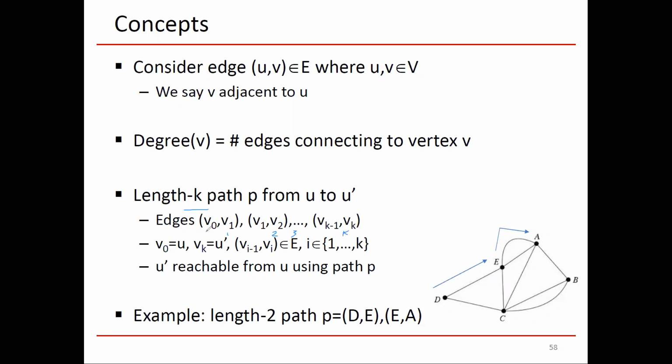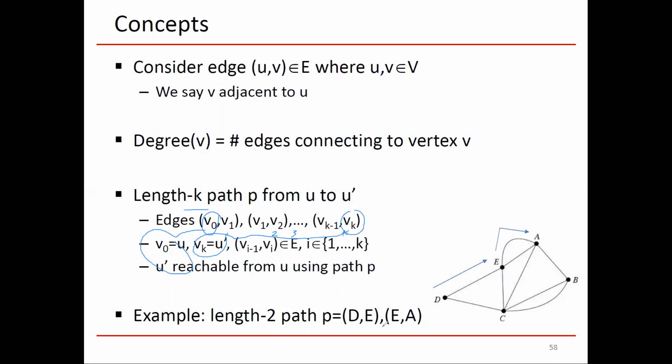The first vertex is V0. The last vertex is Vk. So if V0 is equal to U and Vk is equal to U prime, then we have a path from U to U prime. And there's one more thing that we need to verify. We had a list of edges, but we must confirm that they actually exist. Each of these edges from Vi minus 1 to Vi must be an element of the set of edges capital E. If all of these conditions hold, then U prime is going to be reachable from U using path P of length K.